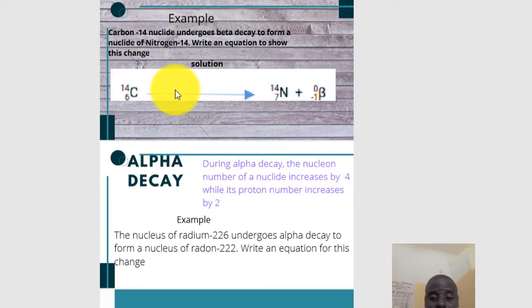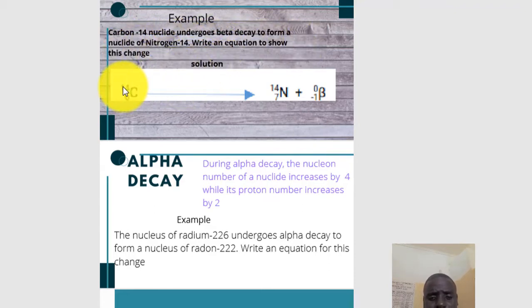Carbon-14 is actually a radioactive isotope of carbon. So a carbon-14 nuclide undergoes beta decay to form a nuclide of nitrogen-14. Now, the question is, write an equation to show this change.